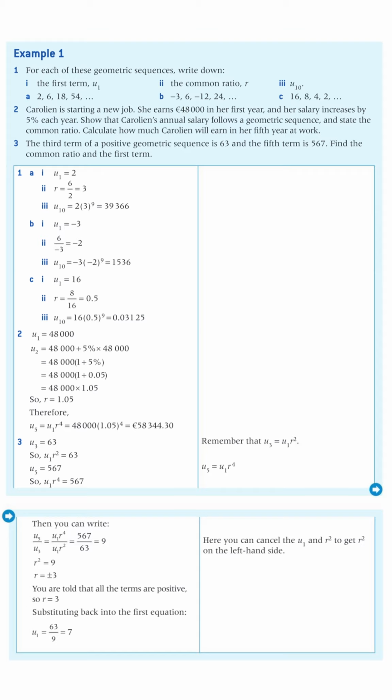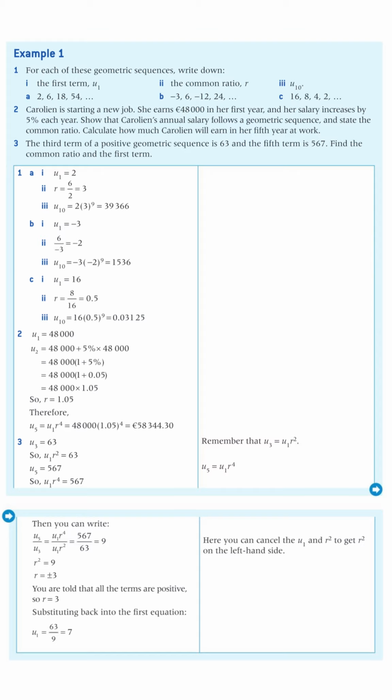Let's have a look at 3. The third term of a positive geometric sequence is 63, and the 5th term is 567. Find the common ratio and the first term. Okay, so we can follow this. We know U3 is 63, and U5 is 567.